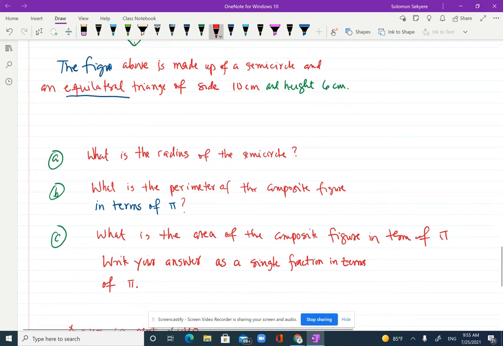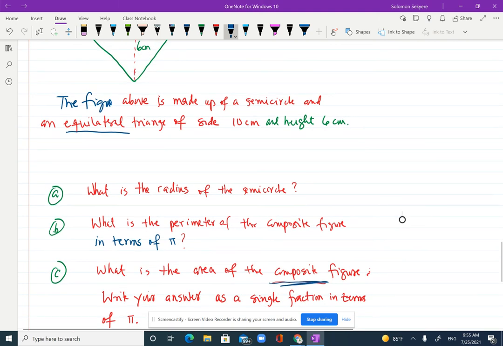And then finally, the area of the composite figure, and I say here, write your answer as a single fraction in terms of pi. The area of the composite figure right here, I want you to write your answer as a single fraction in terms of pi.